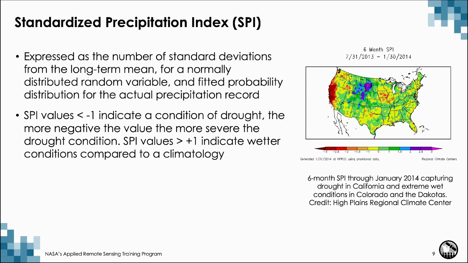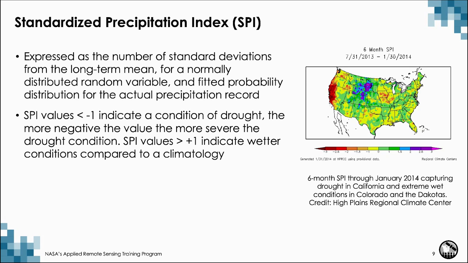The SPI values are interpreted as the number of standard deviations by which the observed anomaly deviates from the long-term mean for a normally distributed random variable and fitted probability distribution for the actual precipitation record. Negative SPI values represent dry conditions. The lower the SPI value, the drier a period of time is.